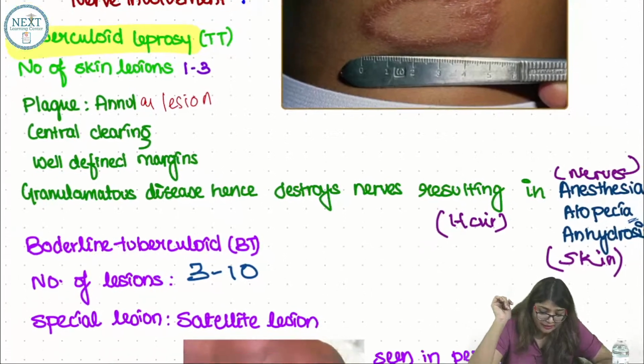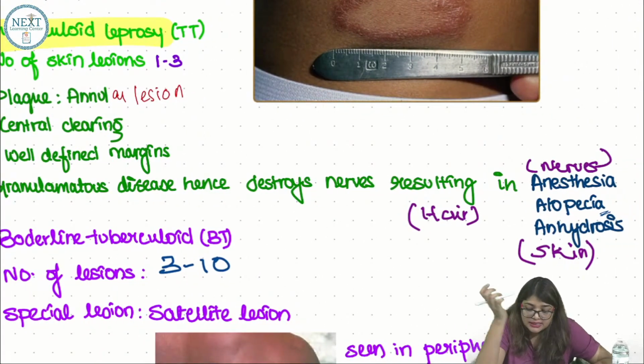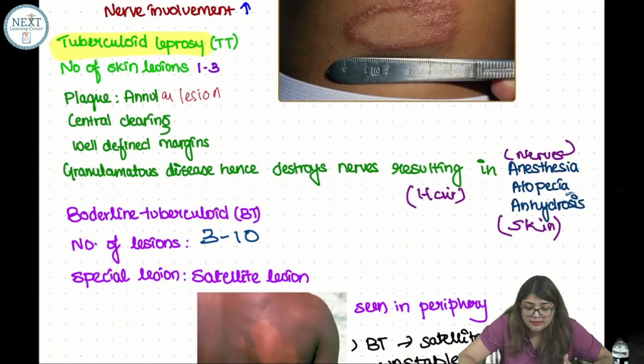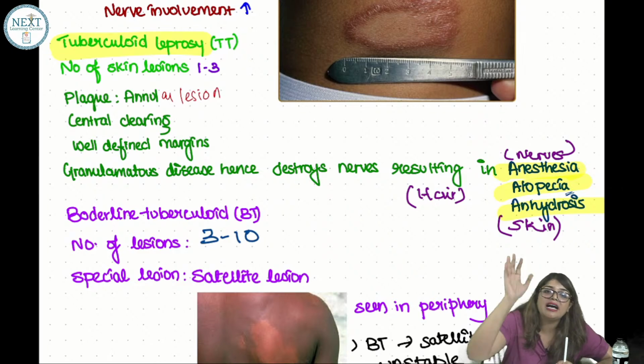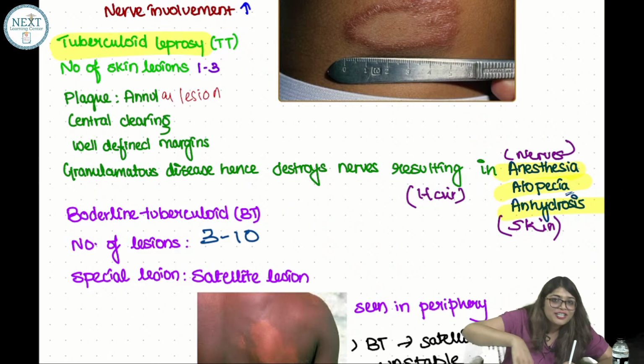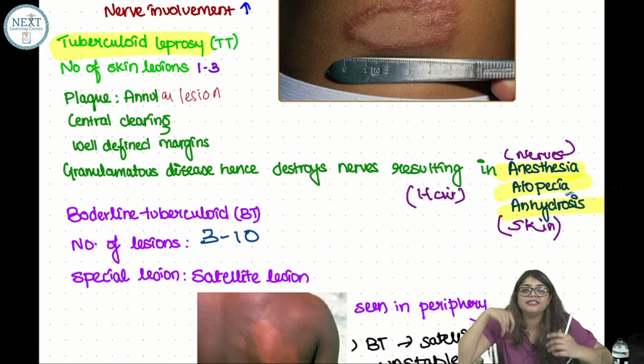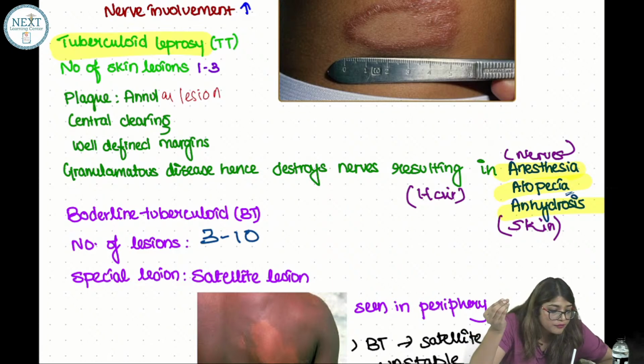Okay? And you know it is a granulomatous disease, so it results in anesthesia, alopecia, and anhidrosis. Why? Because it destroys nerves. Okay, that's why we have this. What is this? It's your radial palsy, your ulnar palsy, all those because of that.